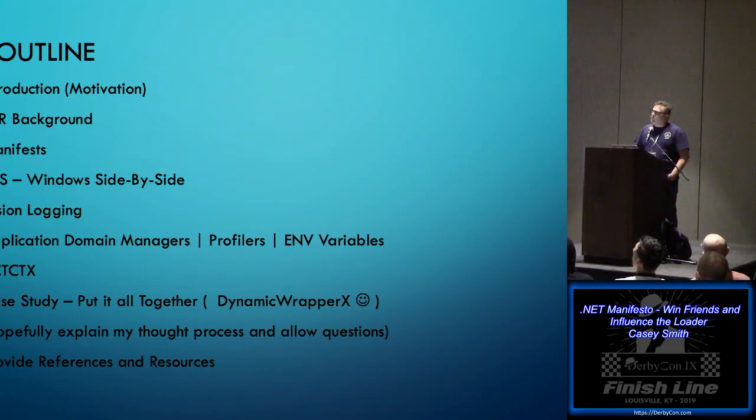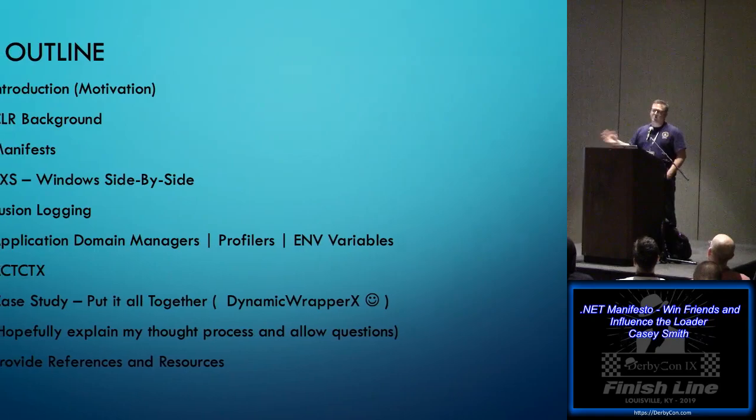Fusion logging, some of you may have heard of this before, but it's a way to really inspect telemetry around any time a .NET assembly loads, whether it's through a byte array or from disk. So there's some really rich data sets in there. We'll then talk about ways to influence or encourage the .NET runtime to run things that maybe it wasn't designed to run or didn't want to run. So things like profilers, application domain managers, specifically a class called Activation Context. And hopefully I'll put all this together with a tool based on a tool called Dynamic Wrapper X, which was intriguing to me years ago and finally I was able to re-implement it in a new way.